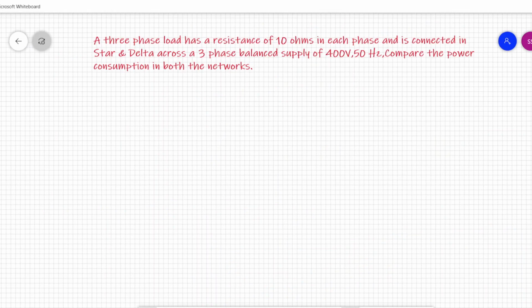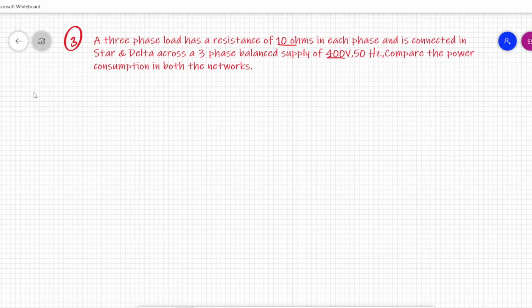Now here is the third problem. A three-phase load has a resistance of 10 ohms in each phase and is connected in star and delta across a three-phase balanced supply of 400 volts. Then compare the power consumption in both the networks. Now we are going to find the power consumption in star network and delta network. Then we are going to compare the results.